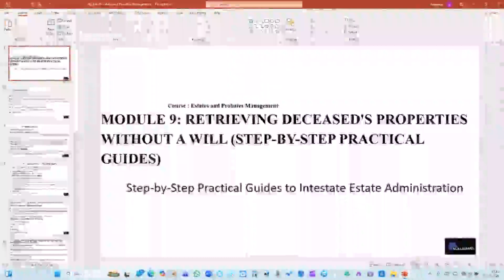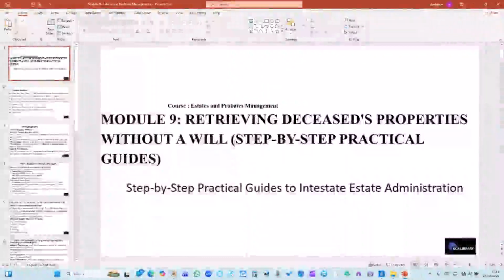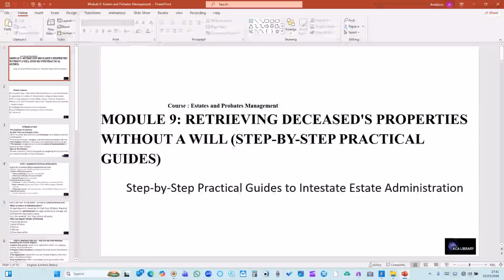Hello and welcome to Module 9 of Estate and Probates Management. In this module, we shall be looking at retrieving deceased properties without a will. That is a step-by-step practical guide to intestate estate administration.